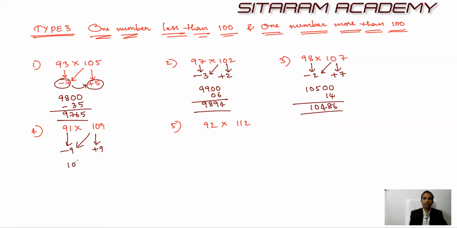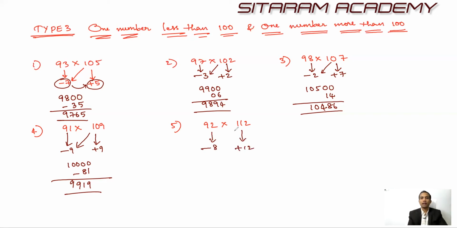This is 9 less than 100, and this is 9 more than 100. 109 minus 9 will become 100, and 2 zeros we will keep, and 9 9s are 81. We will subtract from this. Then how much will this become? 9,919 we will get, right?